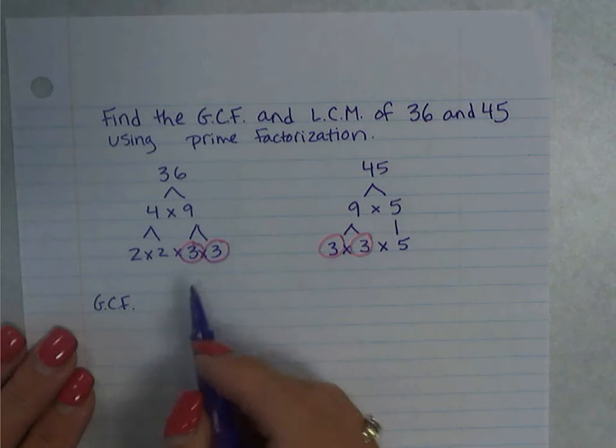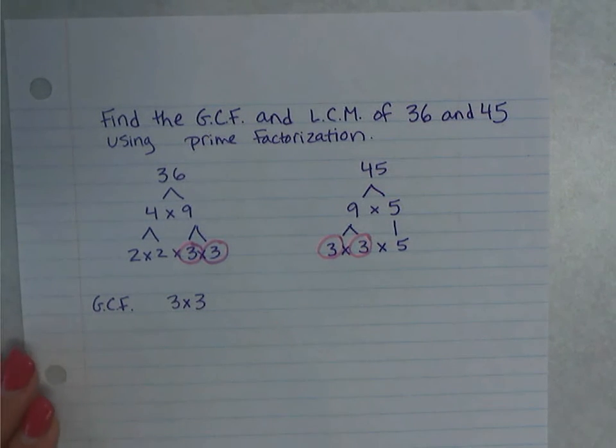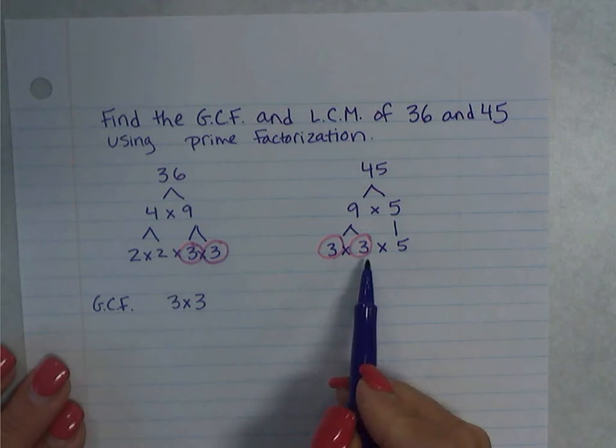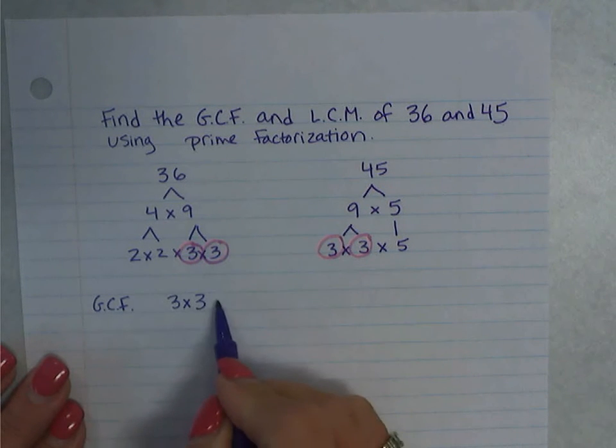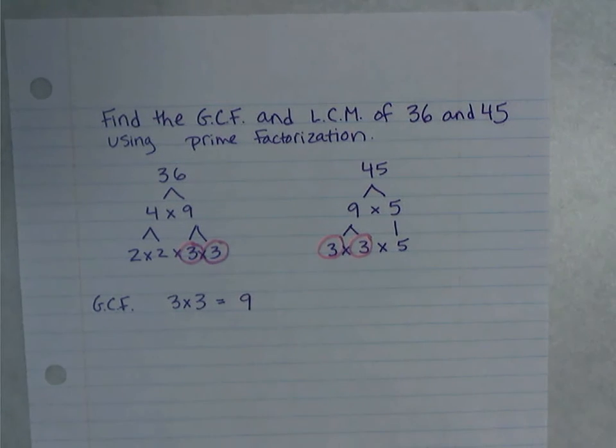So the greatest common factor is going to be taking all of the factors that both prime factorizations have in common and then multiplying them to get a product here of 9. So 9 is the greatest common factor.